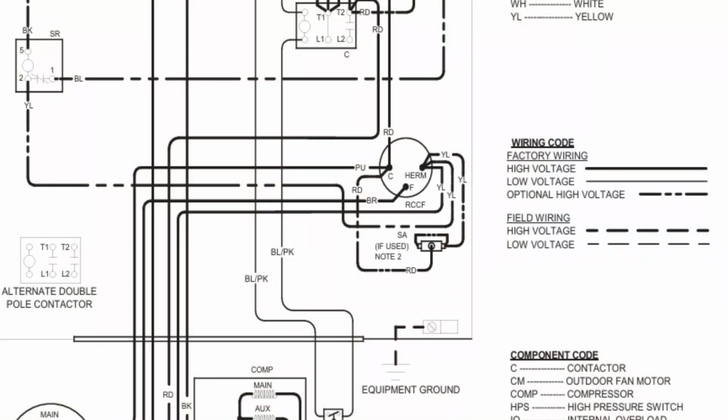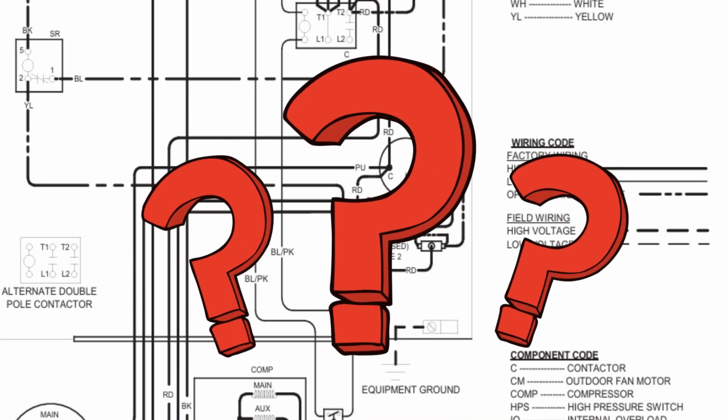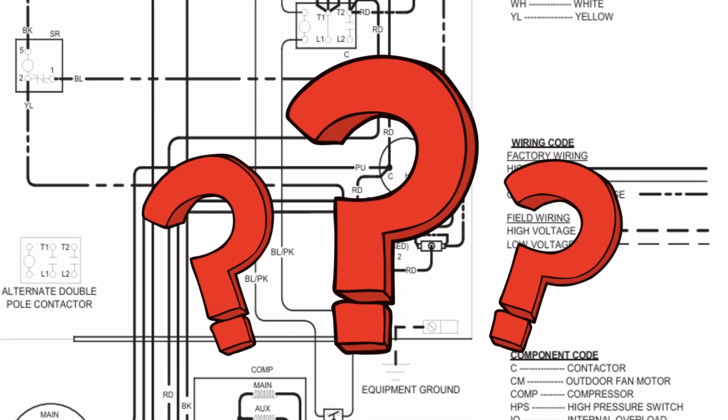One of the biggest mistakes a lot of people make when they first start learning how to read schematics is that they look at all the lines on a schematic and they immediately think to themselves, okay, which way is the electricity flowing on all these lines?